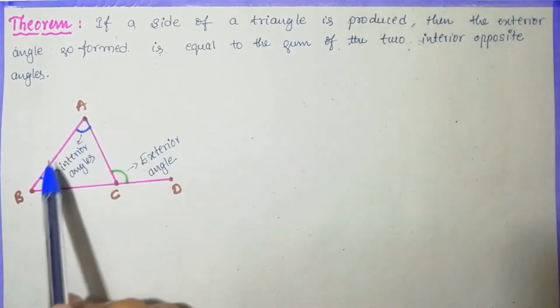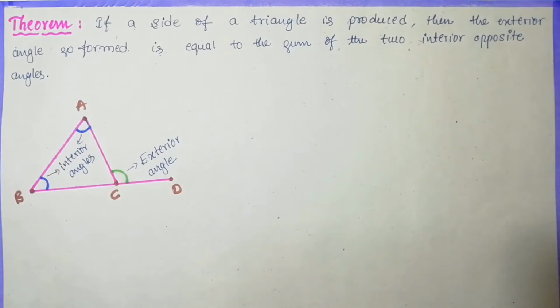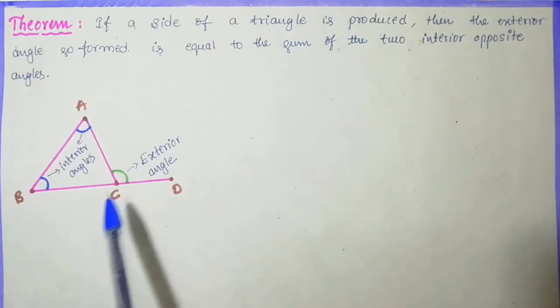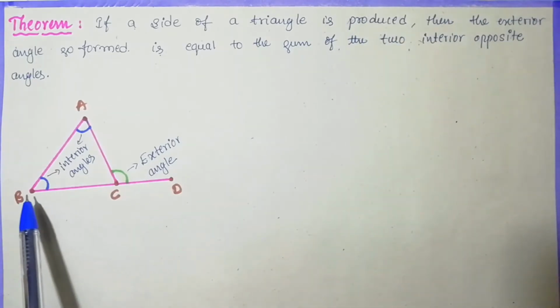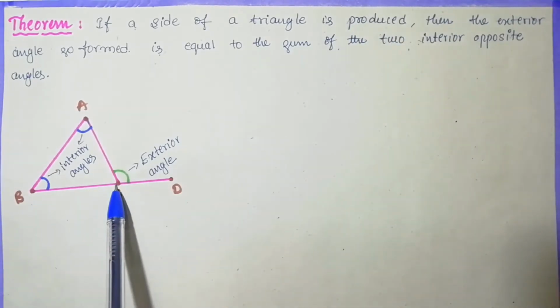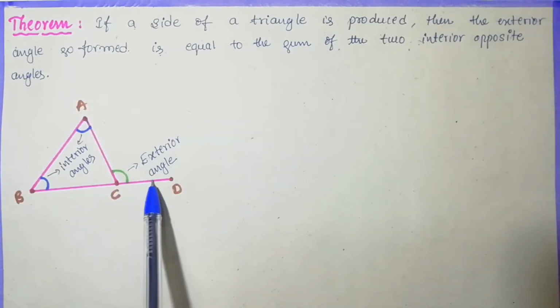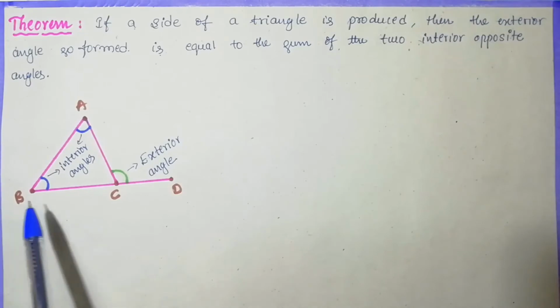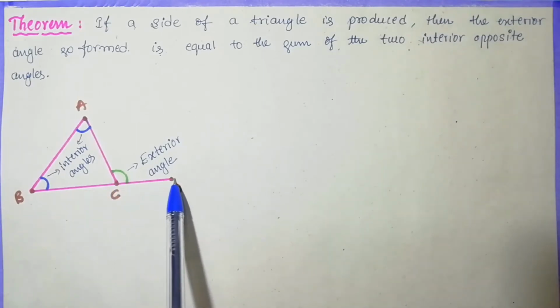Look here. ABC is a triangle. So now this is the side BC. You can extend this side, meaning produced means you need to extend it further. So this is the side BC. There are two possibilities. You can produce in this direction or you can produce in this direction. So first let us see. I'm going to produce in this direction.